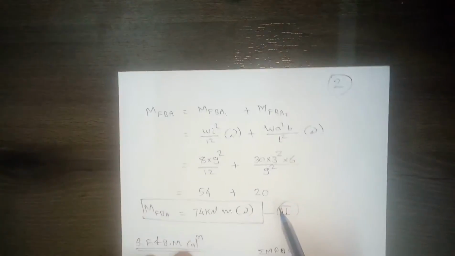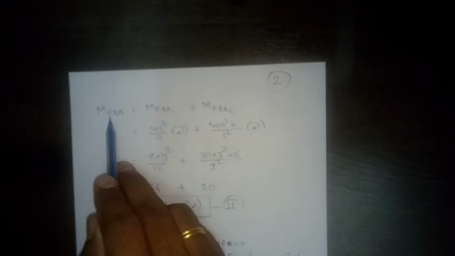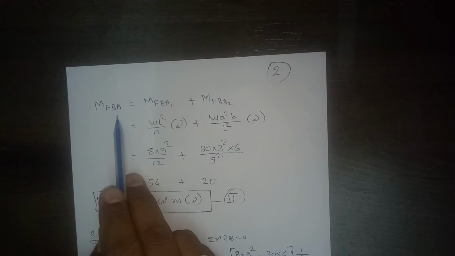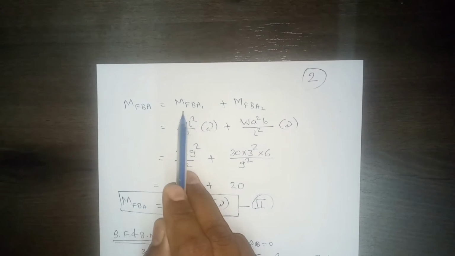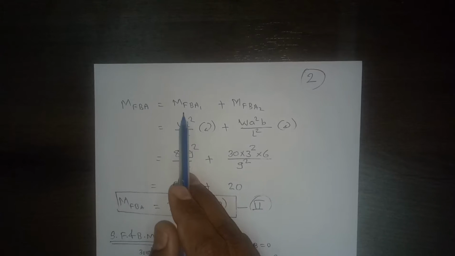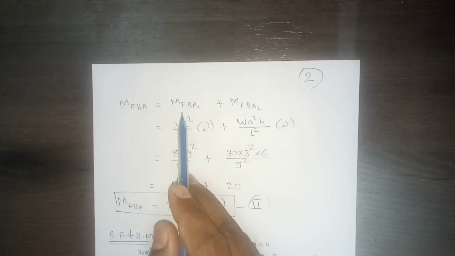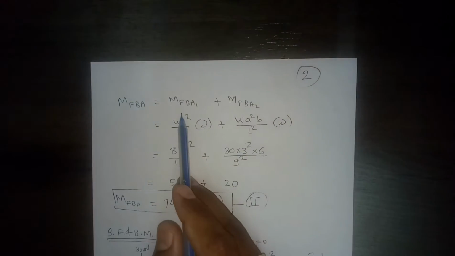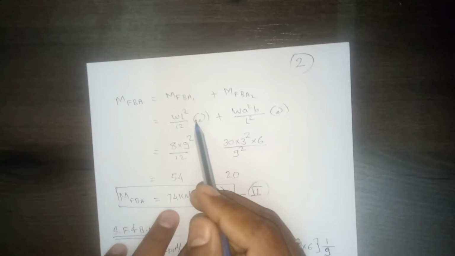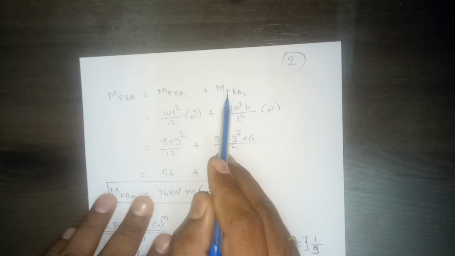The next part is we'll calculate the fixed end moment at support B. So at support B, again, the fixed end moment will be equal to the fixed end moment due to UDL, and then the fixed end moment due to point load.